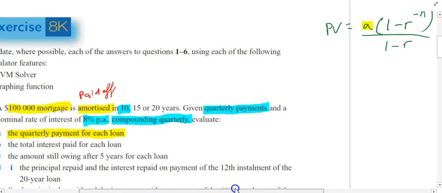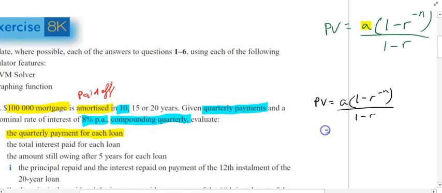So we need to write down our formula first of all. And we're finding the A value, we're finding the payment. We know the present value of the loan is $100,000. Then 1 minus R. Now to calculate R, I'm just going to go up here and do a little bit of scribbling. Now the interest rate is 8%, 0.08. It's quarterly, so I need to divide that by 4, and I need to add that to 1. So 1 plus 0.02.